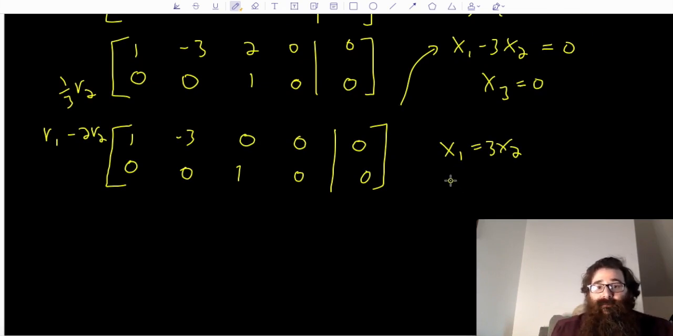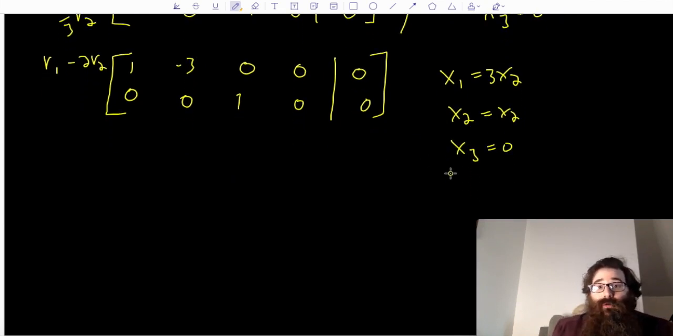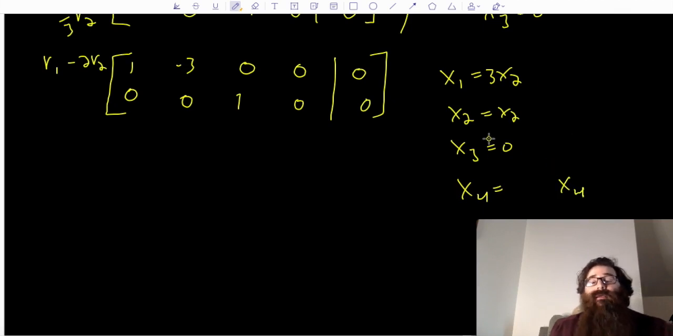And then x sub 2 is a free variable, so x sub 2 is equal to x sub 2. It's itself. I'm not really saying anything too expensive there. Now, x sub 3 is equal to 0. And then x sub 4 is my last variable, and this is equal to itself as a free variable. I'm going to leave some space because you probably know what I'm going to do. X sub 4 is equal to x sub 4. But this is good, right?